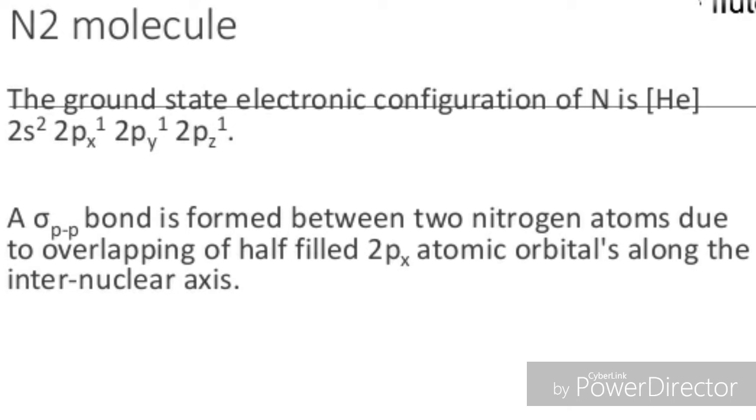Students, in nitrogen molecule, there is a triple bond between two nitrogen atoms. In this triple bond, the first bond is sigma bond and the remaining two bonds are pi bonds. The ground state electronic configuration of nitrogen atom is 1s2, 2s2, 2p3. A sigma bond is formed between two nitrogen atoms due to overlapping of half-filled 2px atomic orbitals along the internuclear axis.